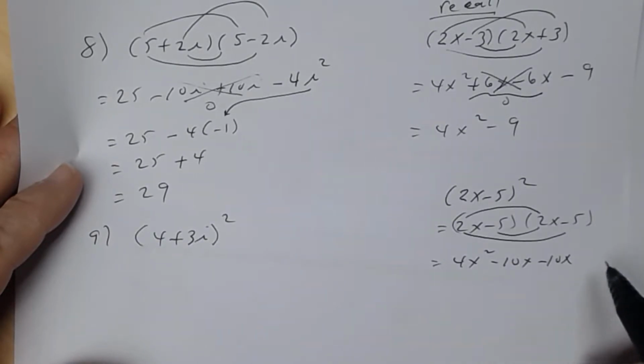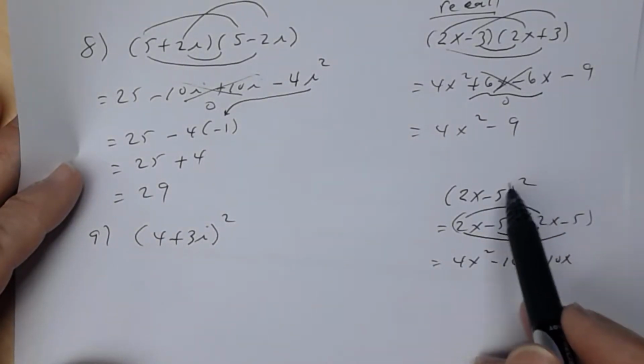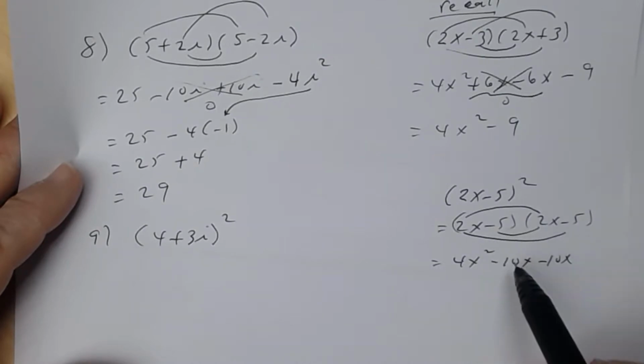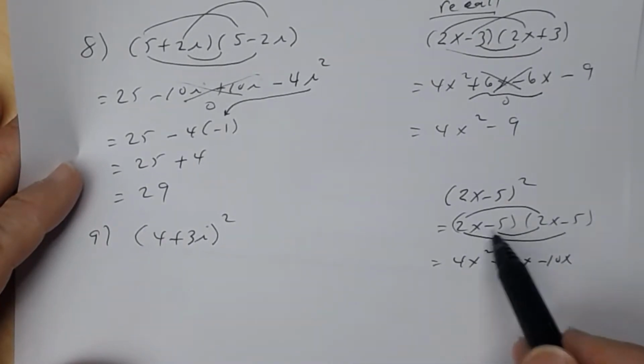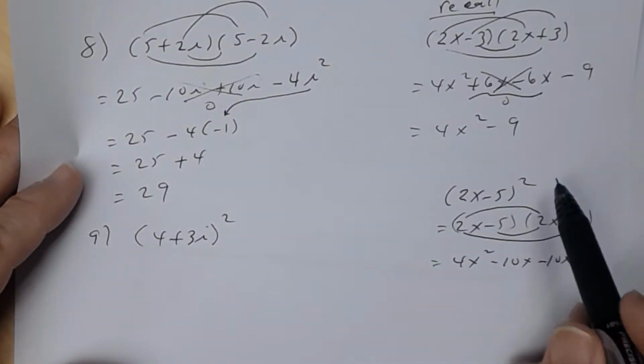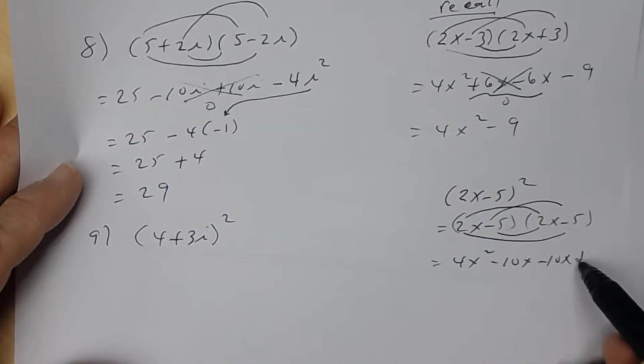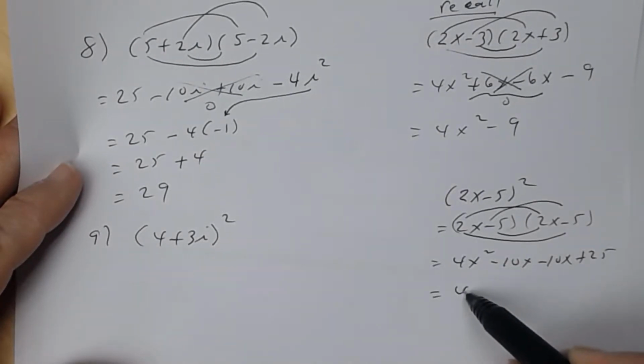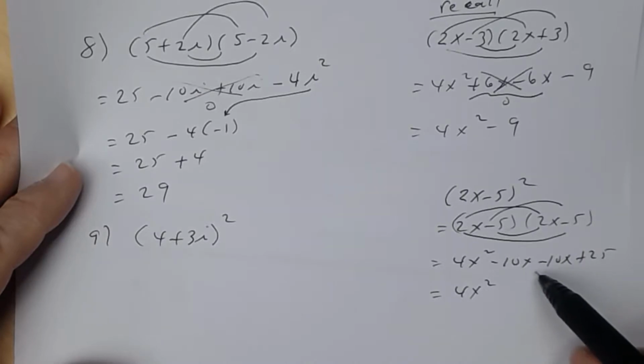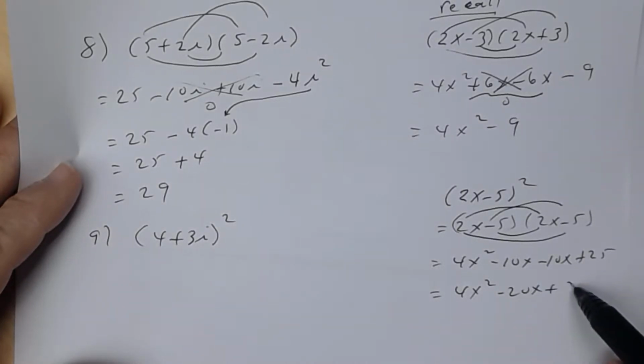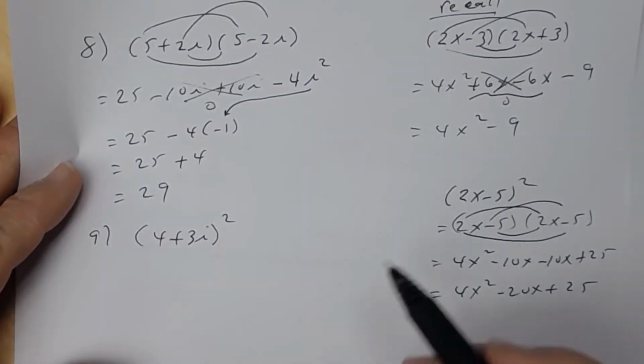They're identical. So notice that when you square a binomial, the outer and inner should be the same because the two binomials are exactly the same. And then a negative 5 times a negative 5 is a positive 25. And you combine your like terms, you get 4x squared, minus 20x, and then plus 25. So that idea is going to be the same here.